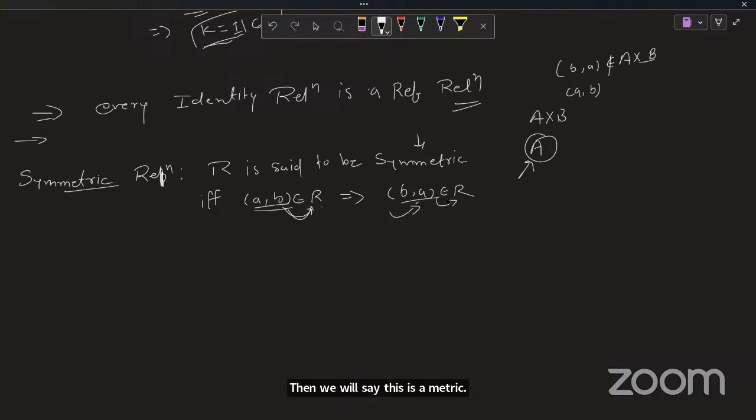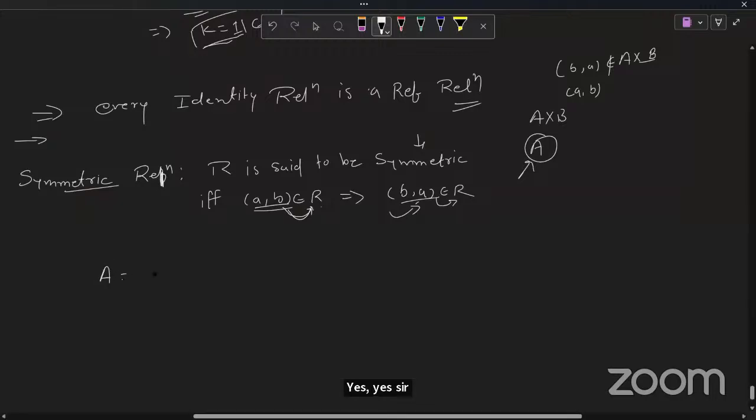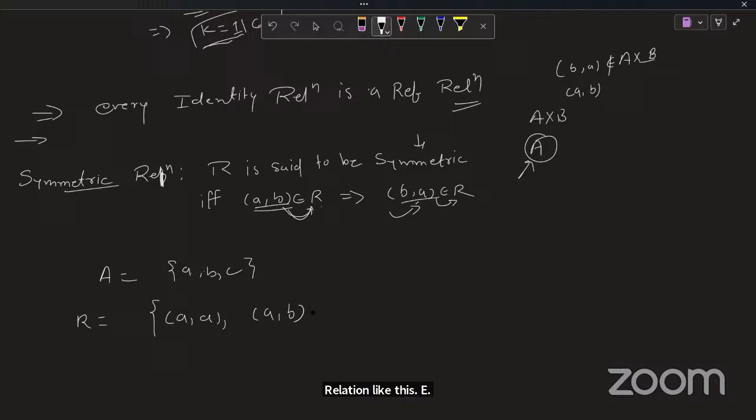Okay, got it? Now let's see an example. Suppose you have a set A, B, C, and now I am taking a relation like this: (a, a), (a, b), now (b, c), now (b, a).